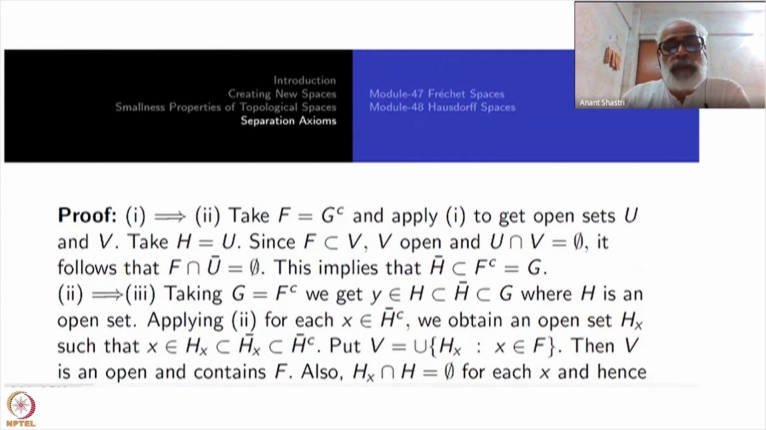Okay. Actually, F intersection H bar is empty, is what I have. This implies H bar is contained inside F complement, and F complement is G. So this is F intersection H bar is empty. Okay.